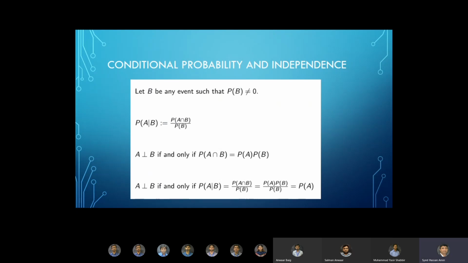So conditional probability and independence. So let B be any event such that its probability is not equal to 0, which means that it is going to occur. Then probability of A given B is equal to probability of A intersection B divided by probability of B. A is independent of B if and only if probability of A intersection B, the both events occurring, is equal to probability of A into probability of B. So if we know for sure that A and B are independent, then their joint probability will be equal to probability of A into probability of B. So that means that we can rewrite our formula as probability of A intersection B is equal to probability of A into probability of B divided by probability of B, which means that conditional probability of A given B is equal to probability of A.